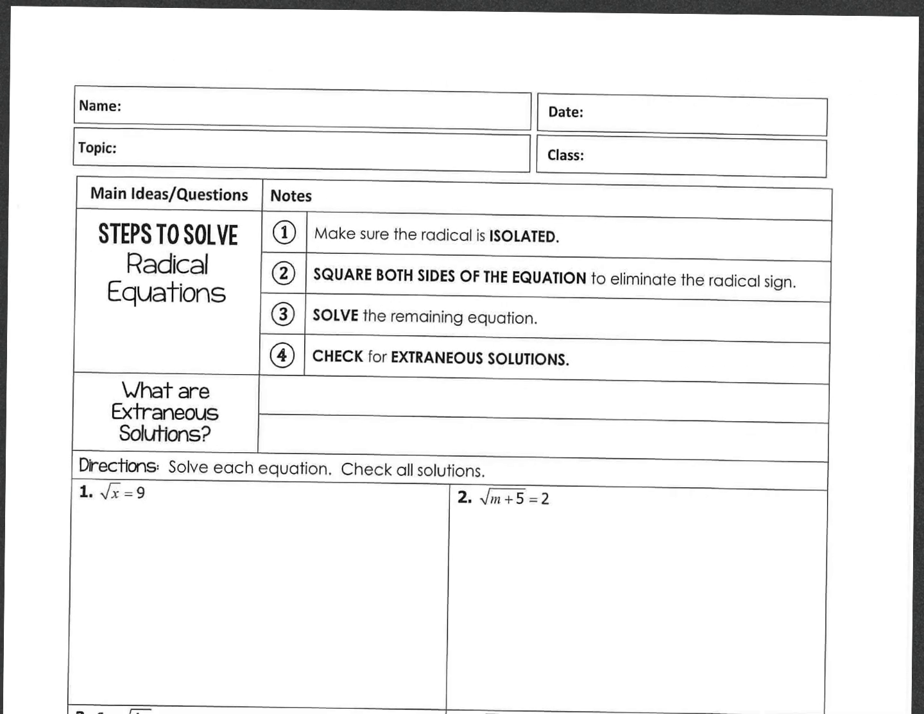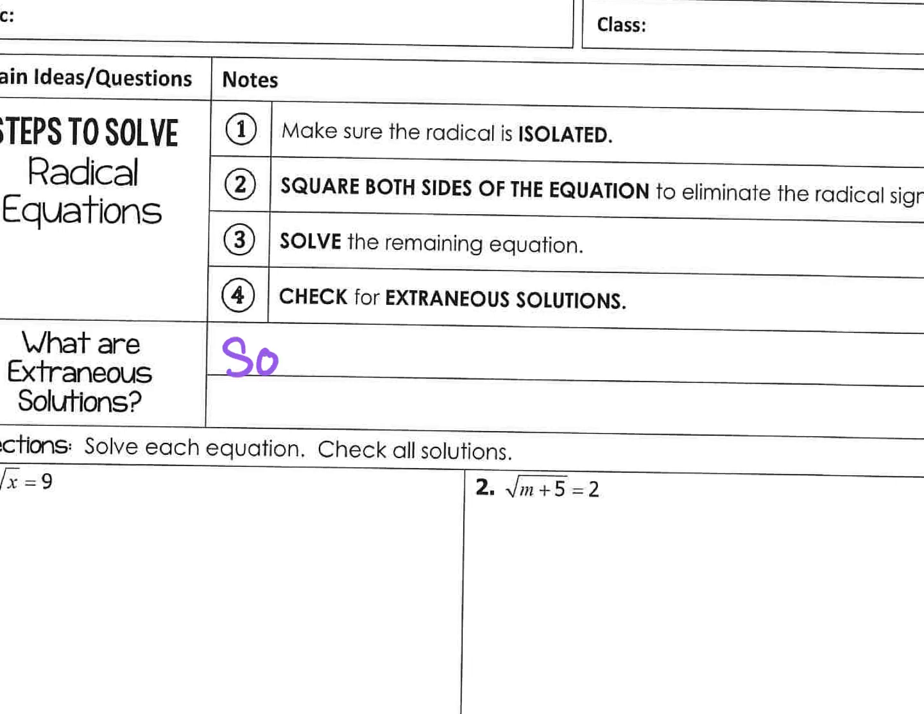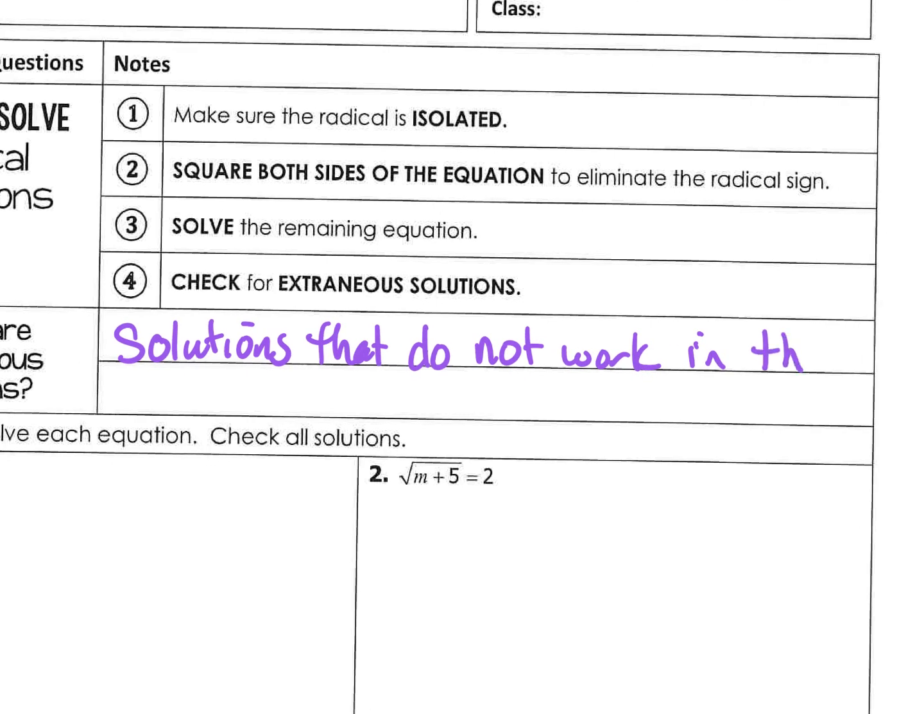Solutions that do not work in the original equation.